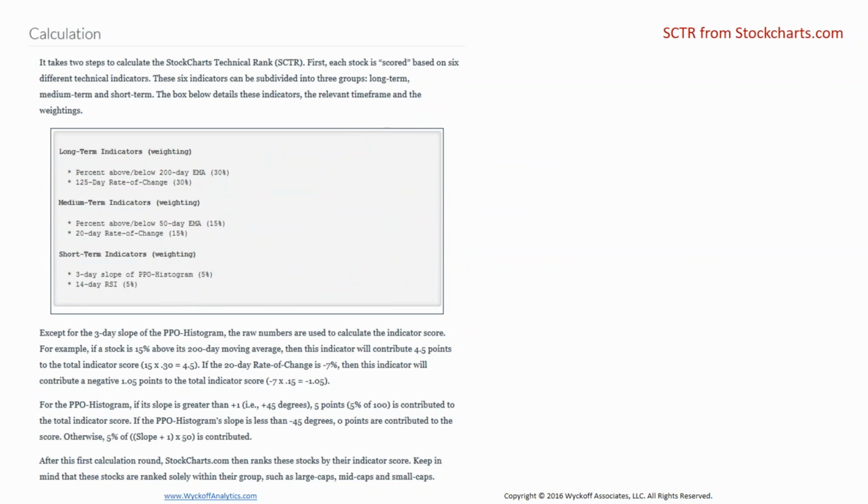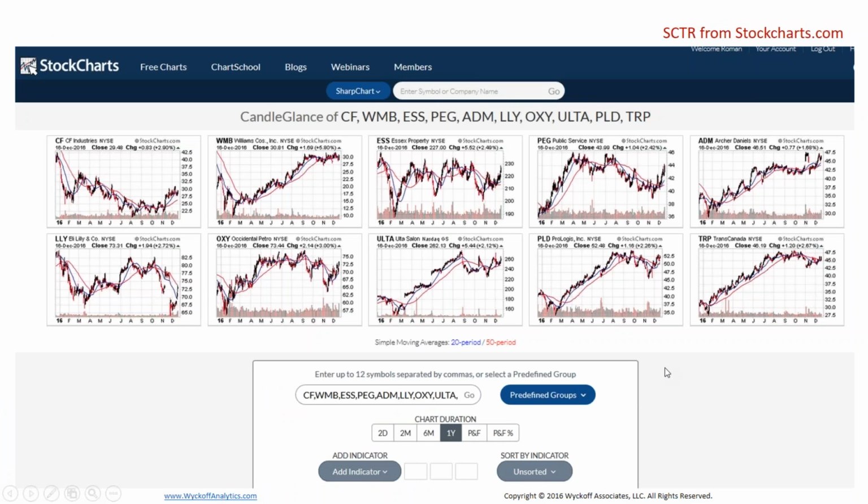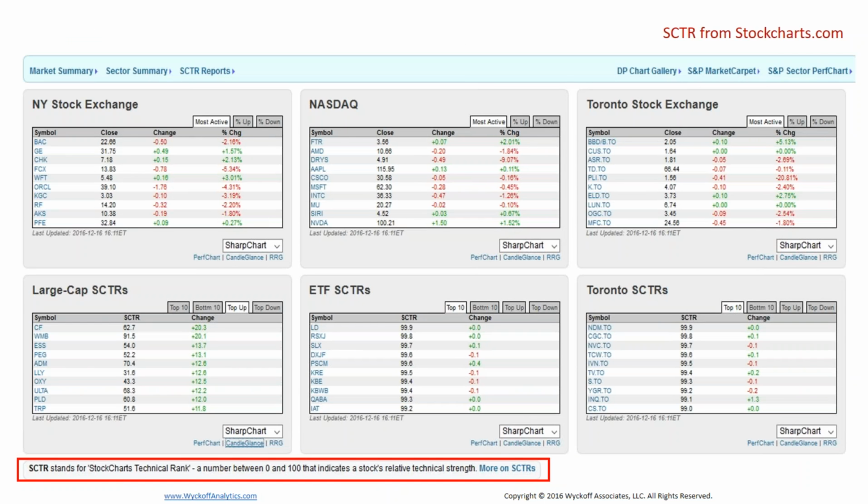But let's look at the results. And I've just done this actually last night before the workshop, and I just wanted to give you this example for scooters. What it also does is give you different ways of looking at the top 10, and usually I would go first to, let's say, this area right here, large caps, and I would look at the top 10, and then I would look at the candle glance. The candle glance basically gives me the charts with candle charts, and the glance is going to give me the top 10. And if I want the whole list, I can go to the whole list.